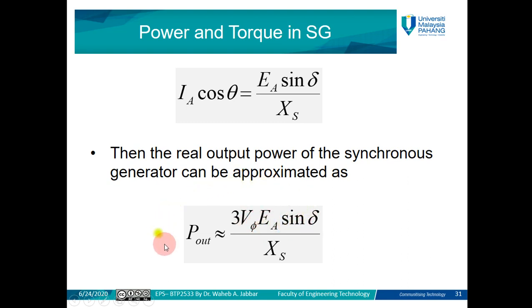Actually, if we see here, the maximum value of the power that we can get from the generator, depending on this equation, will be obtained when the delta is equal to 90 degrees. If the delta equals 90 degrees, then sine 90 will be equal to 1. So the maximum power will be 3V phase EA over XS. But in practice, delta is very small, between 15 to 20 degrees. So the synchronous generator usually cannot achieve the maximum power at full load.